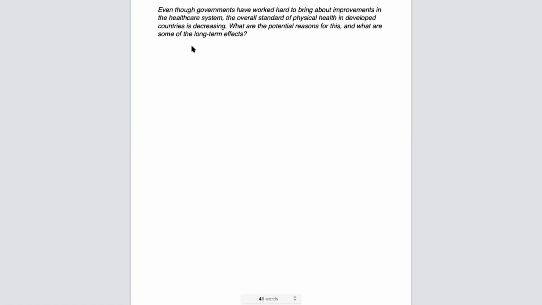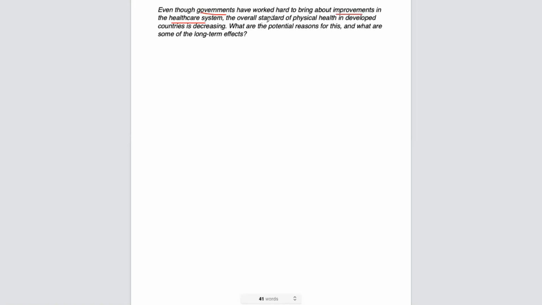So even though, we don't need to underline it. It's a good connector, it's a good introduction, but it doesn't give us any information about the question itself. So we can skip even though. Governments is quite important. Have worked hard to bring about improvements, a great keyword here, in the healthcare system. Now this is important because it's specific about what the governments have brought improvements towards. So far we have governments, improvements, and healthcare system.